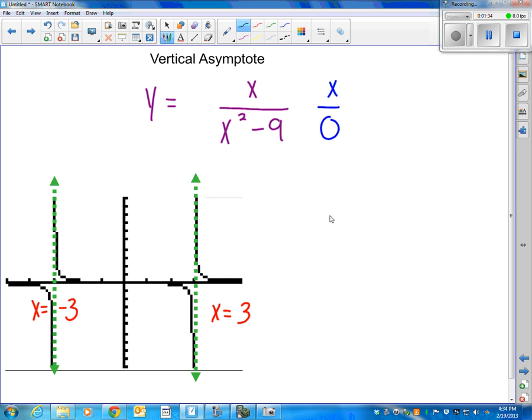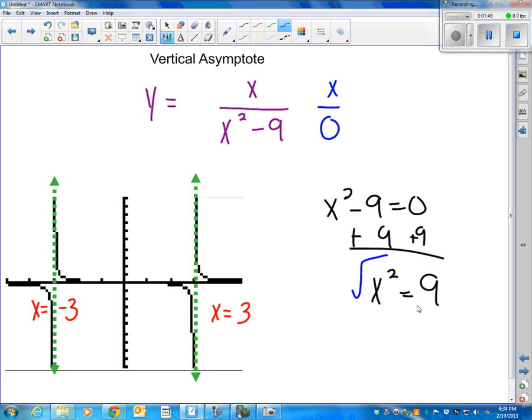Right? So I simply set it equal to 0, solve for x, add 9 to both sides, x squared equals 9. I can take the square root. x is equal to positive 3 and negative 3. So there you are, backing up what the graphing calculator told us mathematically.